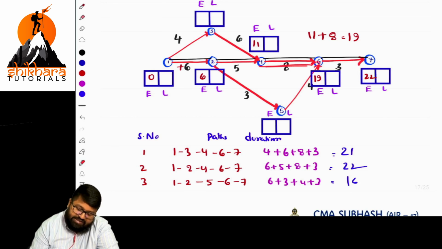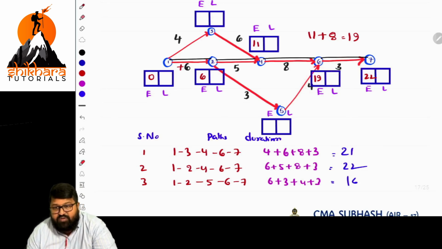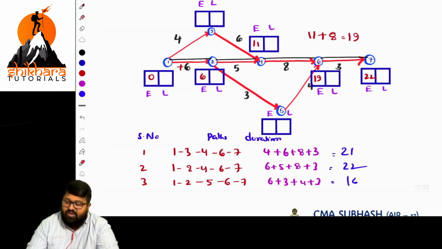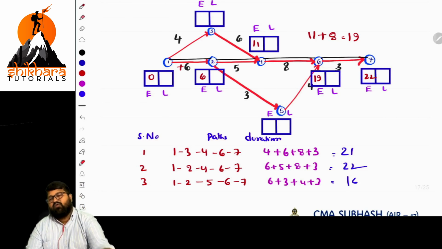Next, 11 plus 8, 19. This is one way, and this is also one way: 19 or 13, whichever is highest, 19. So at this point we add 19 plus 3. Whatever duration is mentioned, we add it to that. Okay, is it clear? If it is clear, the value is the same. And without wasting any time, you can go with a simple logic.